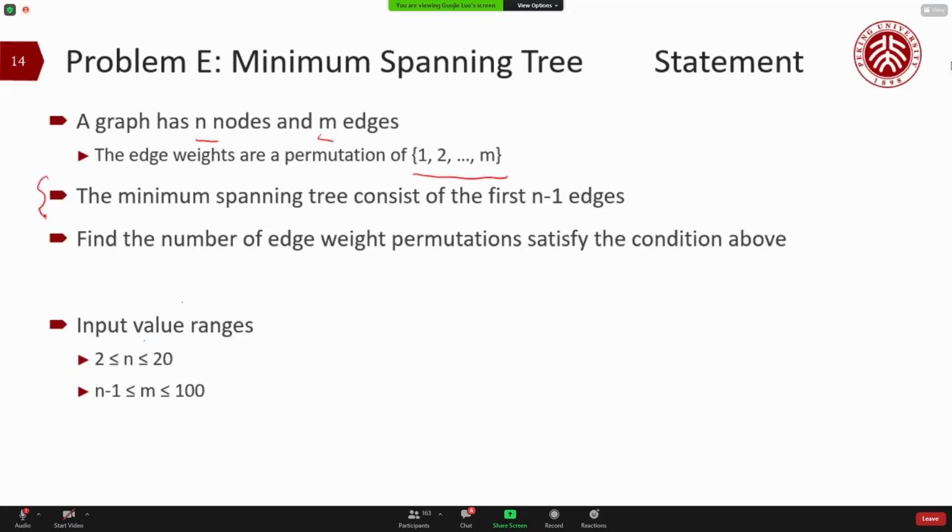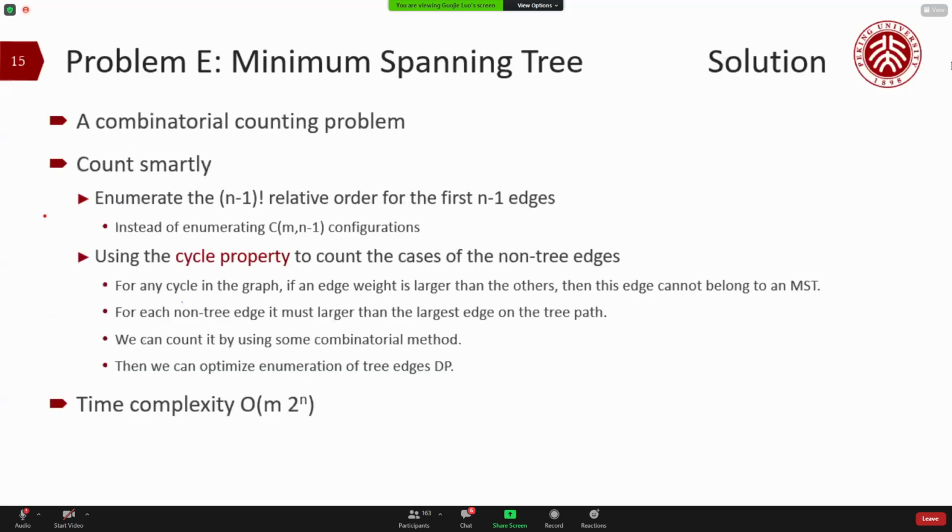So here's the problem. At my first reading of the problem, we can find that it's a combinatorial counting problem. We need to count the number of permutations. But how to count? It's best to count smartly. So it's a combinatorial counting problem, and let's see what we can do to count smartly.